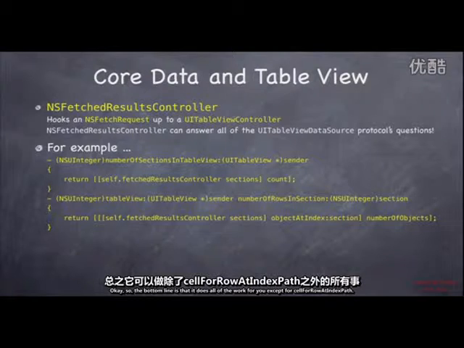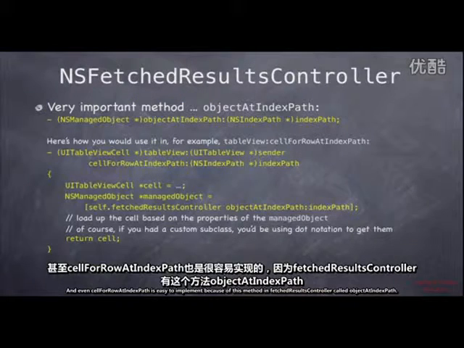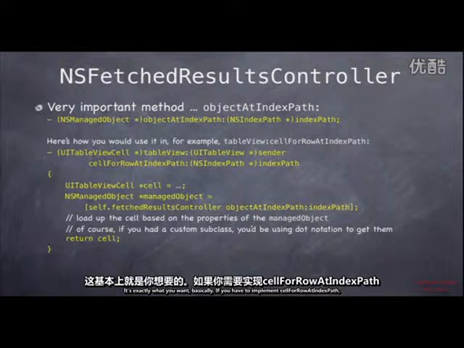Okay? So the bottom line is it does all the work for you except for cellForRowAtIndexPath. And even cellForRowAtIndexPath is easy to implement because of this method in fetched results controller called objectAtIndexPath. So with objectAtIndexPath, you give it an index path in the table, and it will return to you the NSManagedObject that's being displayed at that row in the table. Okay? Exactly what you want, basically.